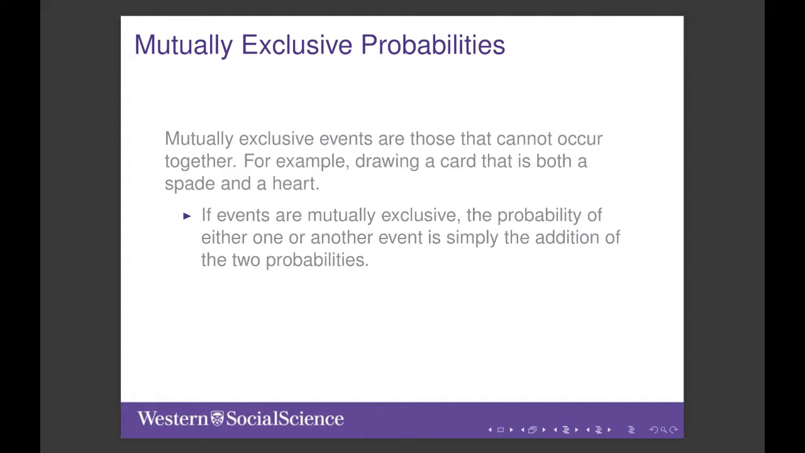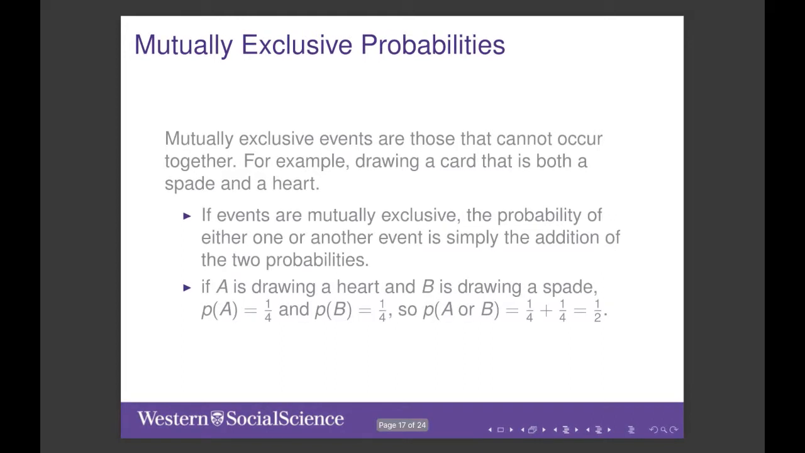Let's say that the sample space here has 3 possible outcomes, A, B, and C. The probability of getting A, B, or C has to be exactly 1. If A is drawing a heart and B is drawing a spade, both from a well-shuffled standard deck of cards, then probability A is 1/4 and probability B is 1/4. So the probability of A or B, the probability that one or the other of these events happens, is just the sum of their 2 individual probabilities, which is 1/2.